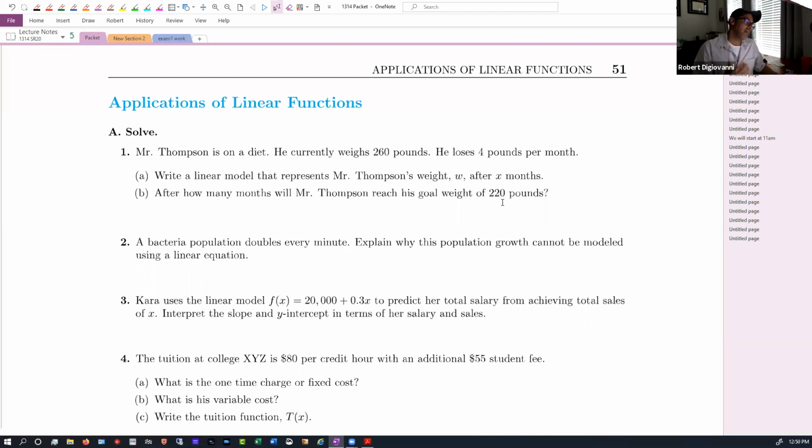So when I grade these on the test, part A is probably the most important part. Well, I care about you getting the answer for part B, but part A is the part that I'm really interested in.